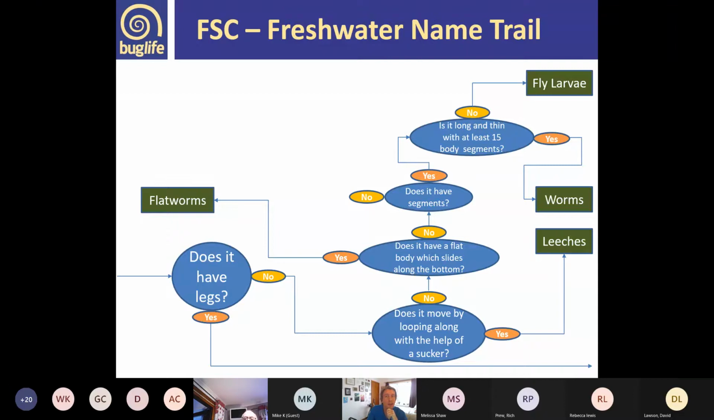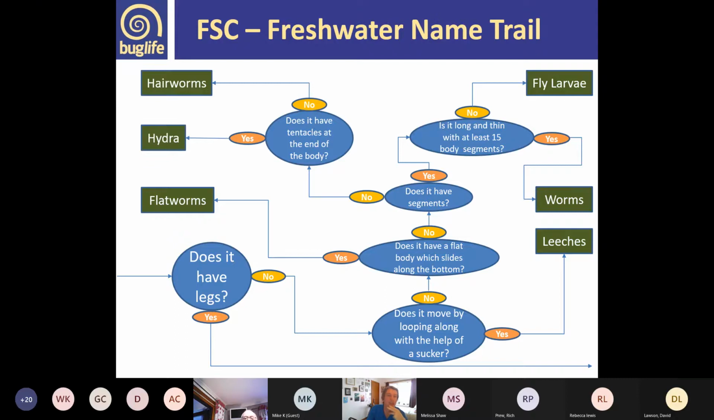Flies belong to the class Insecta, but as larvae, they only have prolegs. They don't have jointed legs, so they can often be mistaken for legless invertebrates. And do they have tentacles at the end of their body?